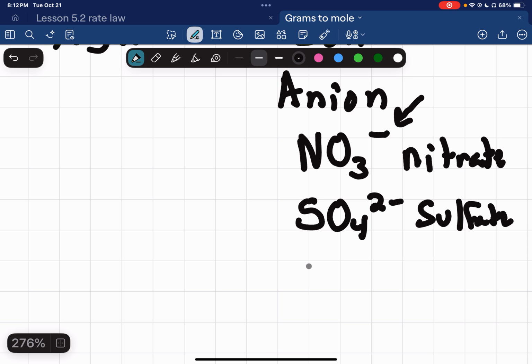And then maybe every once in a while, you might see this one. You might recognize this one from biology. PO4, and this one's going to be 3 negative. That's known as phosphate, as in ATP.